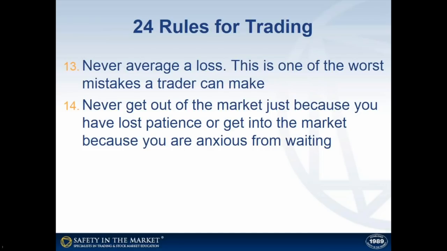Never get out of the market just because you've lost patience, or get into the market because you're anxious from waiting. Gann actually says in his qualifications for success chapter, he talks about patience as being so important. And David Bowden says that there are 3 or 4 really good trading opportunities that will come on a stock or a commodity over the course of 12 months. Now, that's 3 or 4 great opportunities to make money, but there are 365 days in the year, okay? That means that there will definitely be times in the market where you're waiting.